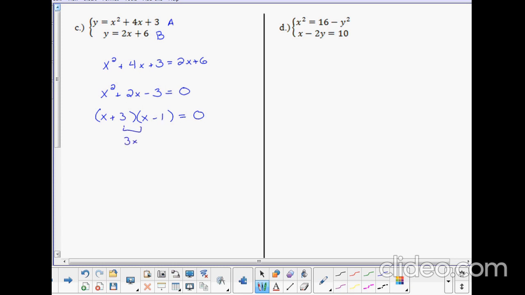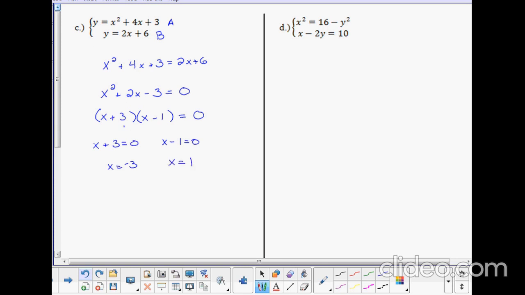This would give me 3x through distribution and negative x that would add together to give me 2x, the middle term. So now I can take both of these factors and set them equal to 0. So x plus 3 would equal 0, x minus 1 would equal 0. Subtracting 3, I'd get x equals -3, and adding 1, I would get x equals 1.